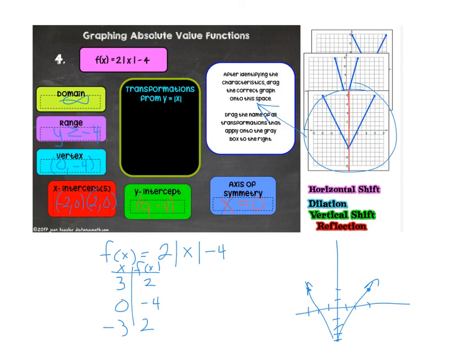The last thing that we need to do is drag all of the transformations. So do we have a horizontal shift? No, we do not have a horizontal shift. Do we have a dilation? Yes, we have a dilation. The shape changed. It actually got narrower. Do we have a vertical shift? Yes, we have a vertical shift. It dropped down, so that is a vertical shift. And do we have a reflection? No, this is not a reflection.